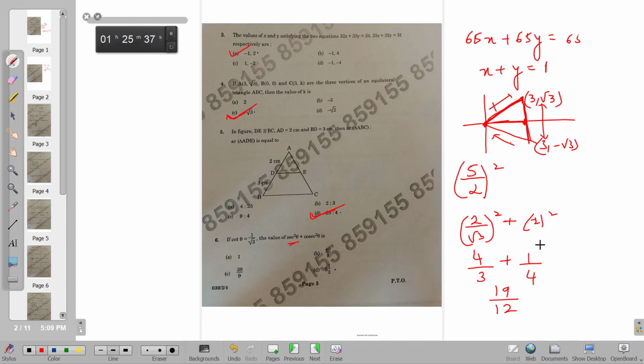So I will have 2 square, which means 4 by 3 plus 4, which is 3 into 4, 12, 16 by 3. This will become 5 1 by 3. Yes. Okay, so that's the answer. This is the value of sec square theta. This is the value of cosec square theta. All right. Next one.